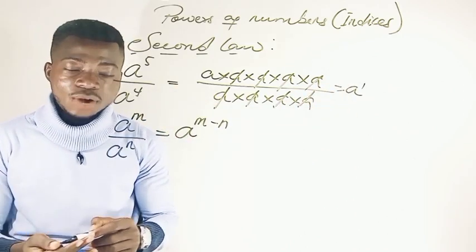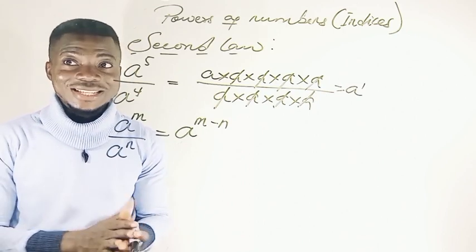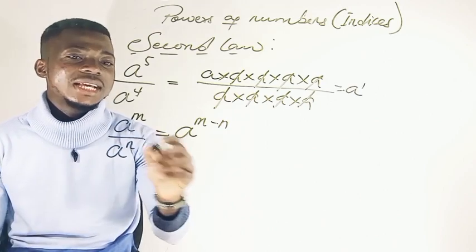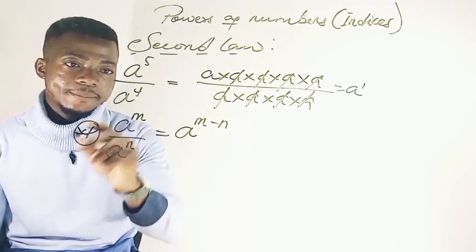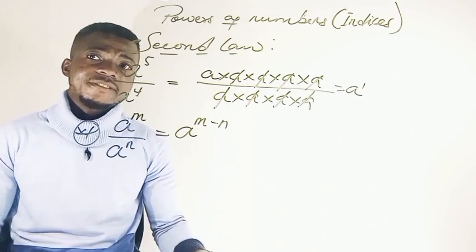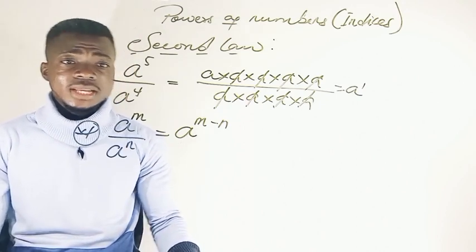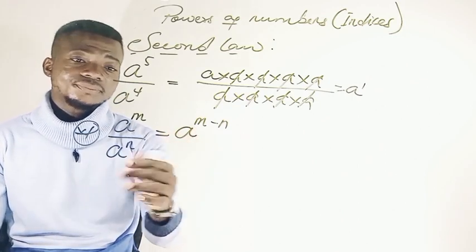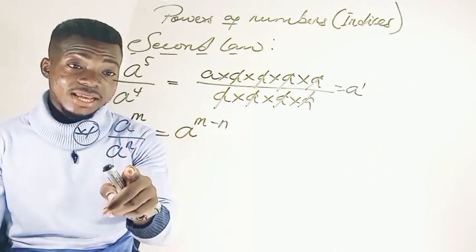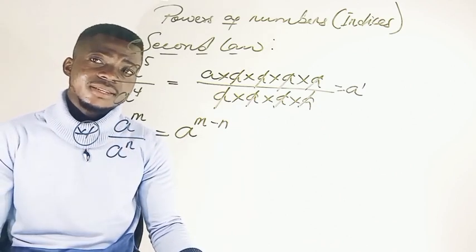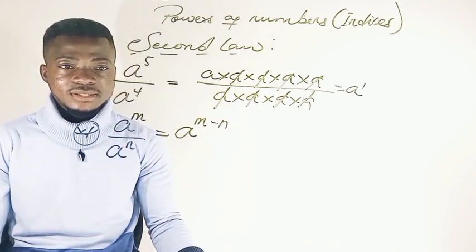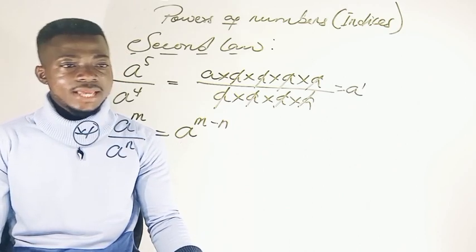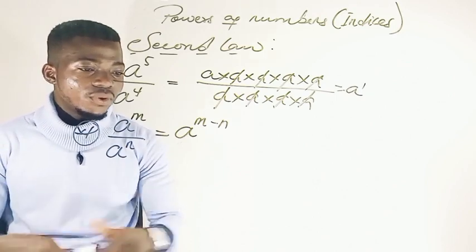From here, you just take 4 from the 5 and you get 1, and a raised to the power 1 is still a. That's why I left it as a. So the second law is actually the division or subtraction law: if a number is divided by the same base, what you have to do is subtract the exponents. So this is a quotient law. Now let's take some examples related to this.